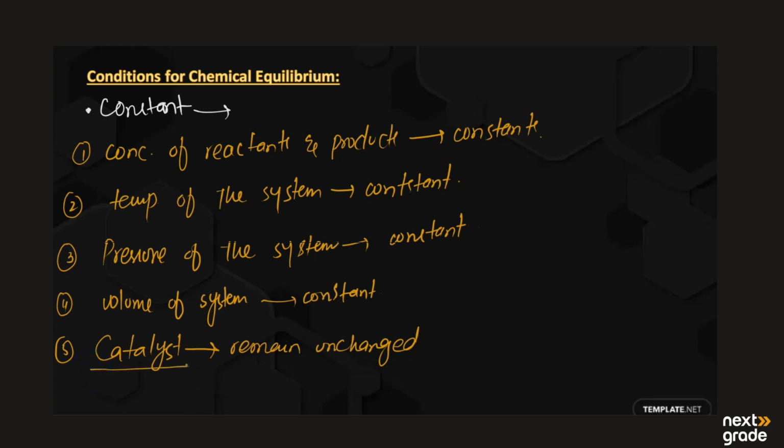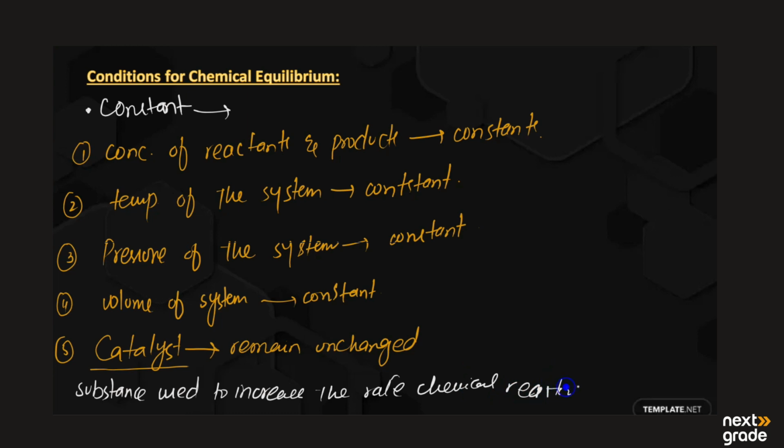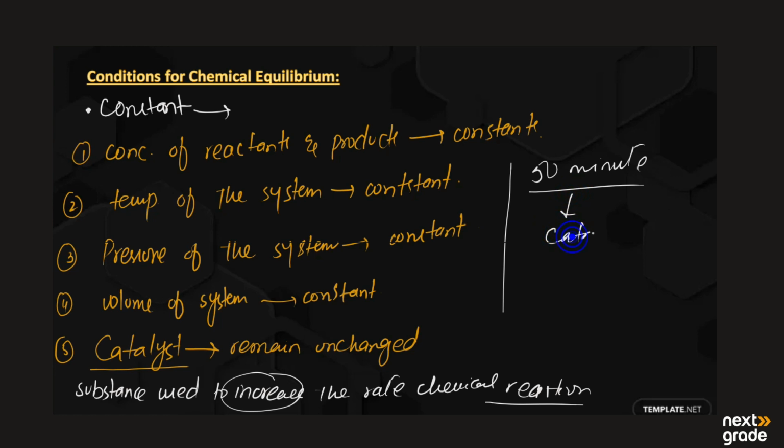And what does catalyst mean? These are the substances used to increase the rate of chemical reaction. So mainly the catalysts are the substances that are used to increase the rate of the chemical reaction. If there is a reaction that is going to be done in 50 minutes without the catalyst, and when we add the catalyst in it, it is going to be done now in 10 minutes. So this is the work of catalyst.